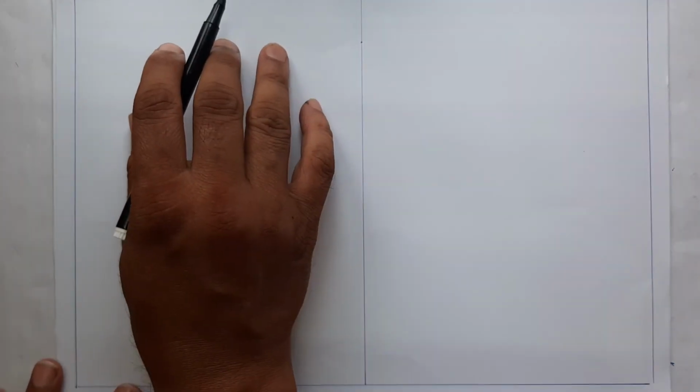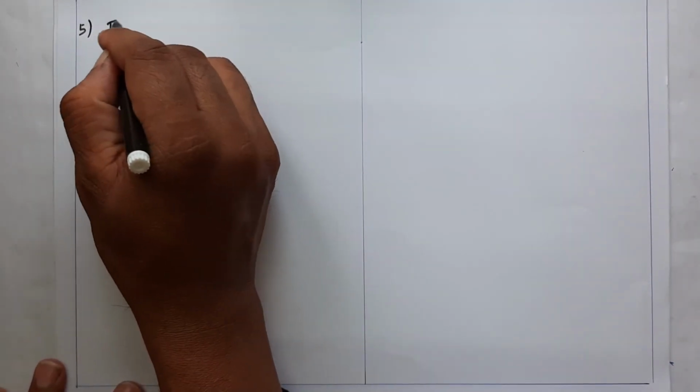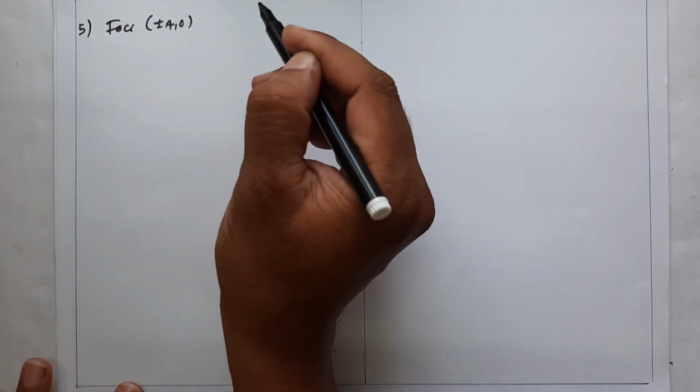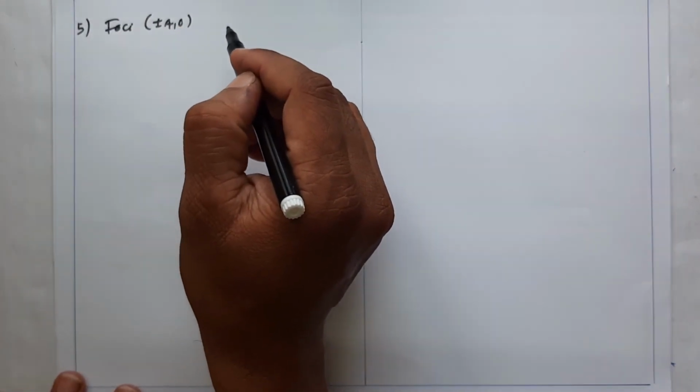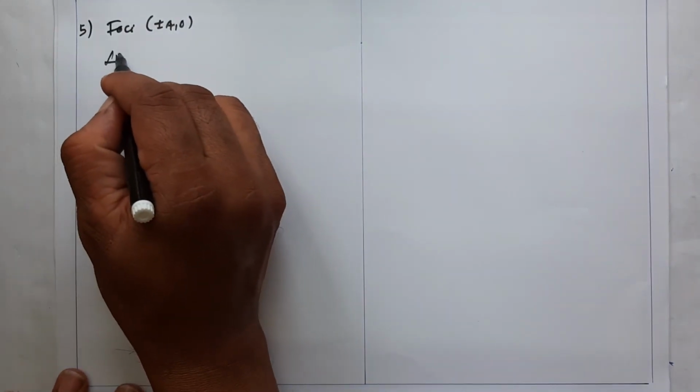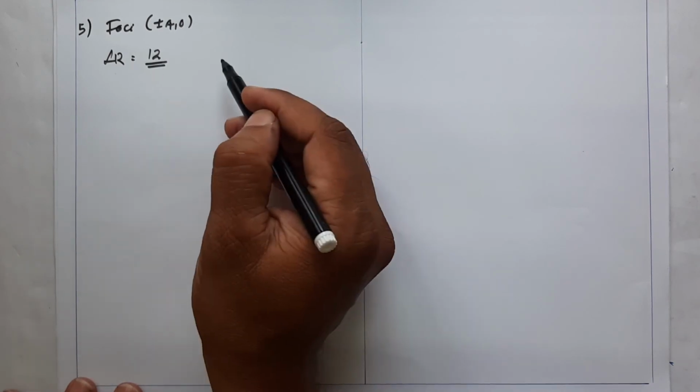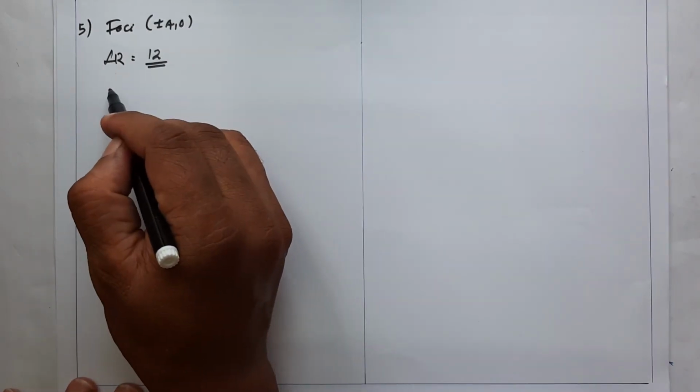The next question is foci (±4, 0), and length of the latus rectum is 12. Find the equation of the hyperbola.